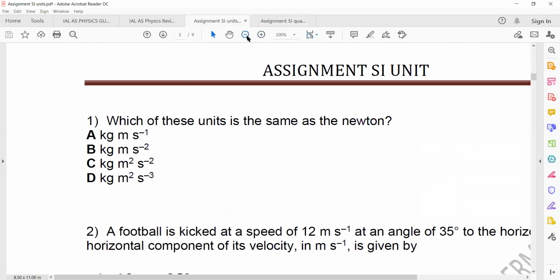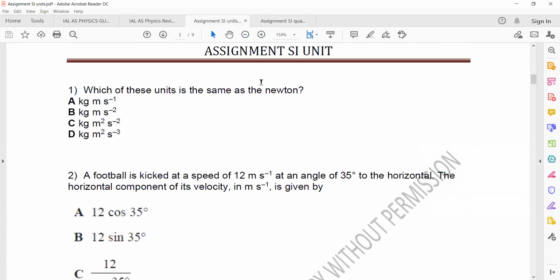So some questions related to SI quantities. Which of these units is the same as Newton? Which one is the same as Newton? What's the answer? A, B, C, or D?